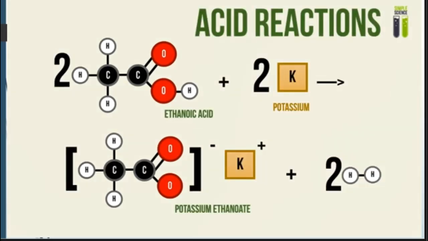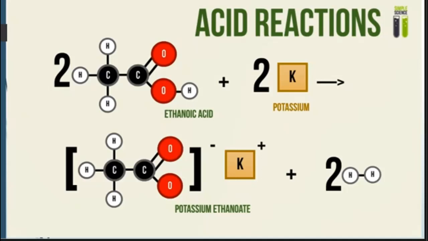So acid reactions, what kind of acid reactions can take place? Carboxylic acids can undergo the same types of acid reactions as pretty much any particular acid. In this case, we have an acid reaction of ethanoic acid and a metal, in this case, potassium. As a result, the product that is produced is potassium ethanoate, whereby the negative ethanoate ion from ethanoic acid combines with the positive potassium ion, and that forms the potassium ethanoate substance and also produces hydrogen.